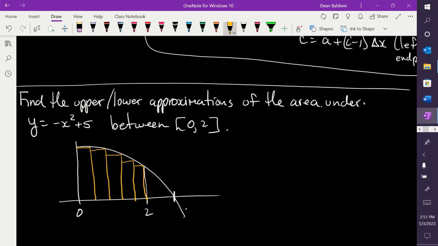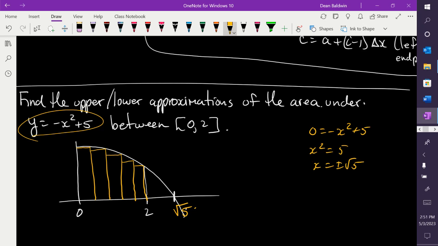Doesn't matter. I know that the x-intercept for this function is going to be root 5. Because if you said 0 is equal to negative x squared plus 5, I'd get x squared is equal to 5, so x is equal to plus or minus root 5. I know the x-intercept will be root 5. 2 is just less than it. I don't really care where it is. The drawing doesn't matter in terms of being exact, but it helps with the visual.